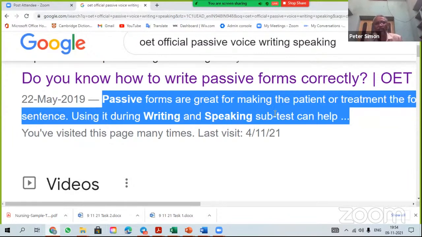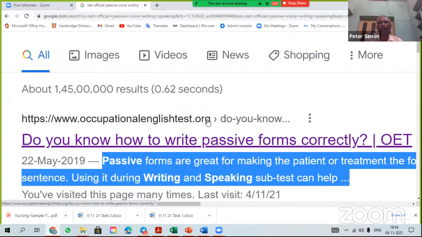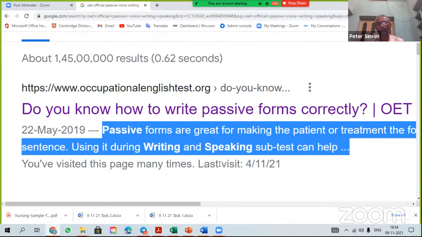So why OET official, www.occupationalenglishtest.org? Do you know? He's asking you, do you know? If you don't know, follow it. If you don't know, learn it. The Occupational English Test is telling you, I'm not telling you. They have given this in the official sample letters. But if you write active voice, it is okay, meaning accepted. They are correct. Nobody is telling they are wrong. But which is better? See, you are wearing a dress to the office.